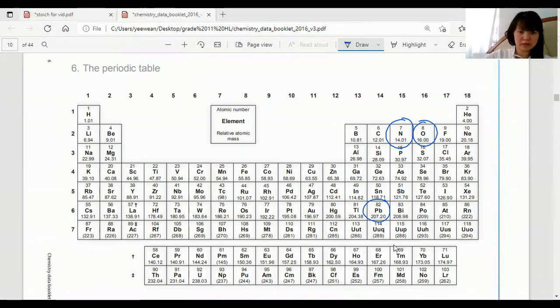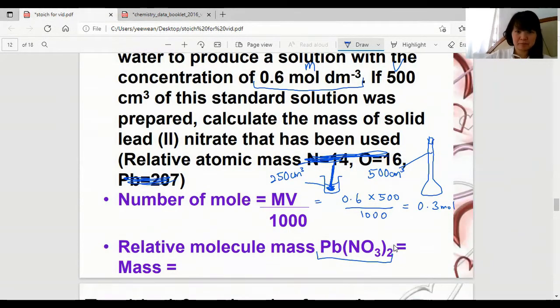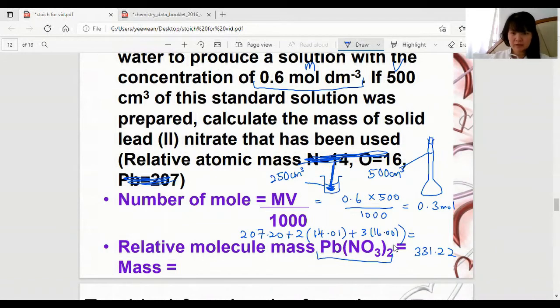Let's go back to our main slide here. I got 331.22. Perhaps you might want to double check that. And 0.3 mole multiplied by this MR would give me 99.366 gram. This depends on how accurate or how precise your weighing balance in school is, how many decimal places it will give you.